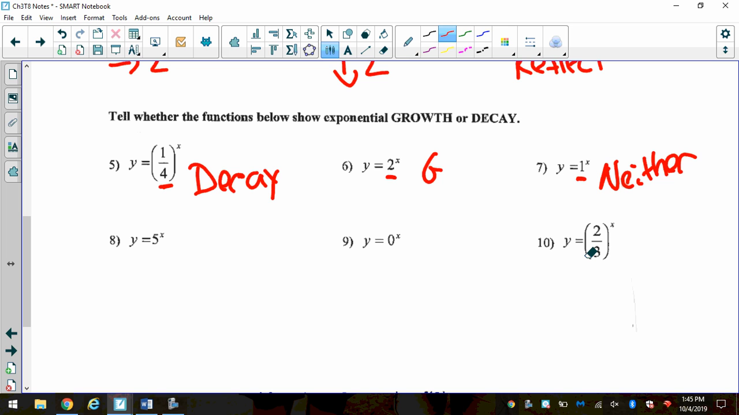So go ahead and take a second to try to do them yourself. Now this is a growth. This is neither. And this is also a decay.